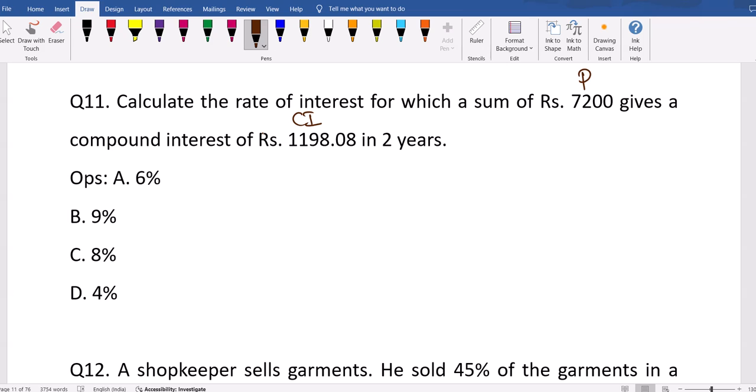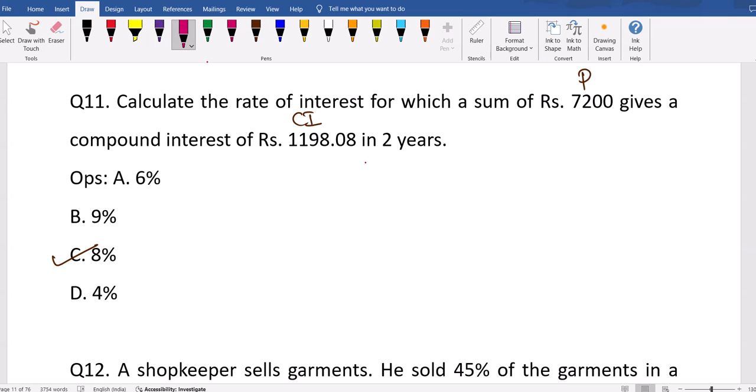If it is 10%, 720, again 720, no, 10% is not it. So 8% means 56, 16, 560, 576, 576. Okay, it seems like 8%. It's not the other. It seems like 8%. Fine, so I'll let you know, sir.